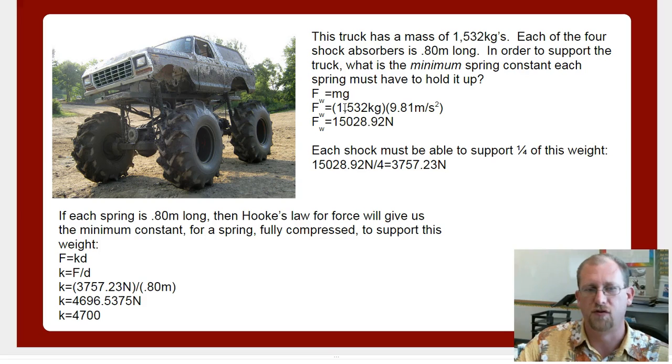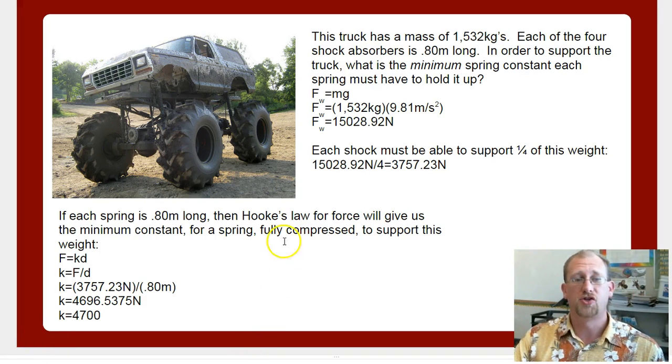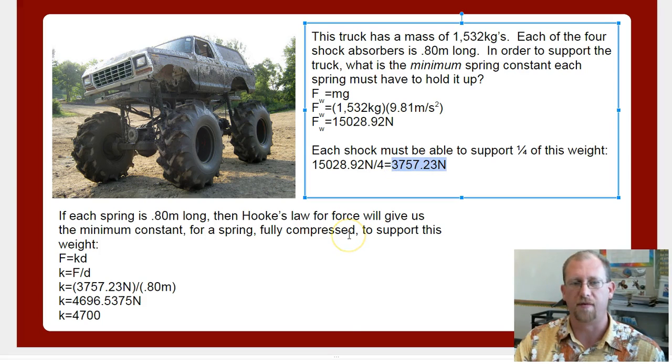Let's get that first. So 1,532 kilograms times the acceleration of gravity. The truck is pushing down with a total force of 15,028 and change newtons. So each shock absorber has to support a quarter of the mass of the truck, or of the force of the weight of the truck. So we have the weight of the truck in newtons divided by 4. Each shock absorber has to be able to hold that much weight.